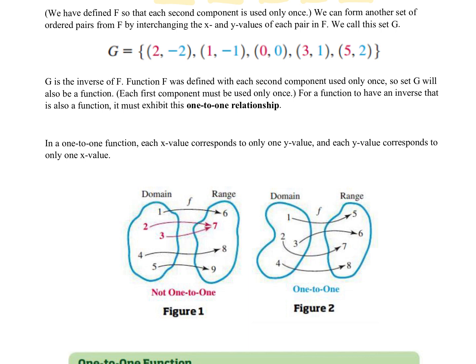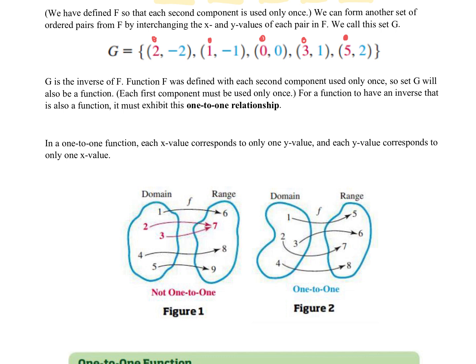these y's, -2, 1, 0, 3, and 5, don't repeat. They're only used once. So since they're only used once, we can form another set of ordered pairs from f by changing the x and y values, and we'll call this set g. But the cool thing is that because none of those y's repeated, those y's now down here become my x's. And hopefully you remember from functions that the x cannot repeat.